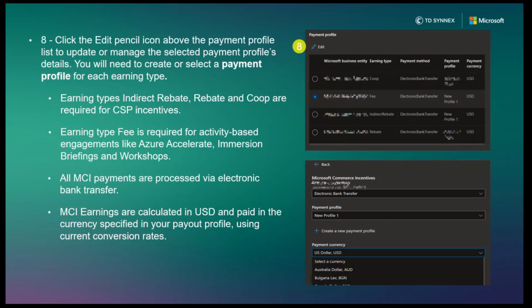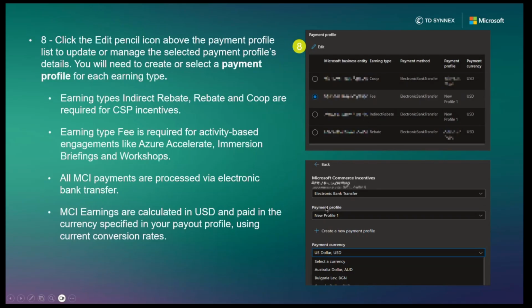Once you have done that, then you'll see a screen where you've got this payment profile, and you'll see multiple earning types. You will want to click on the little radio button and the pencil for each earning type. And from there, you will want to point it to a payment profile. If you don't have a payment profile, you will create one, okay?